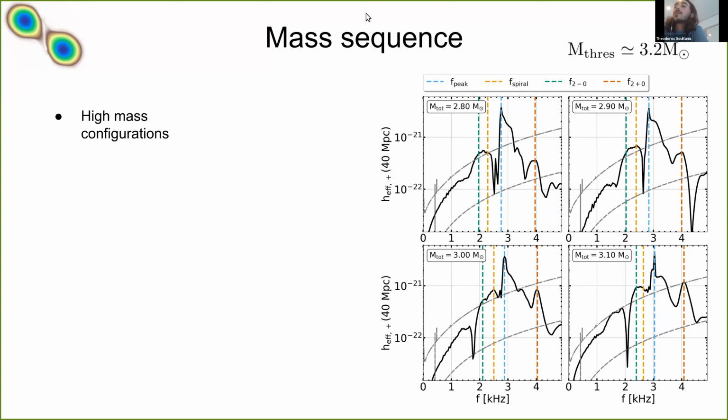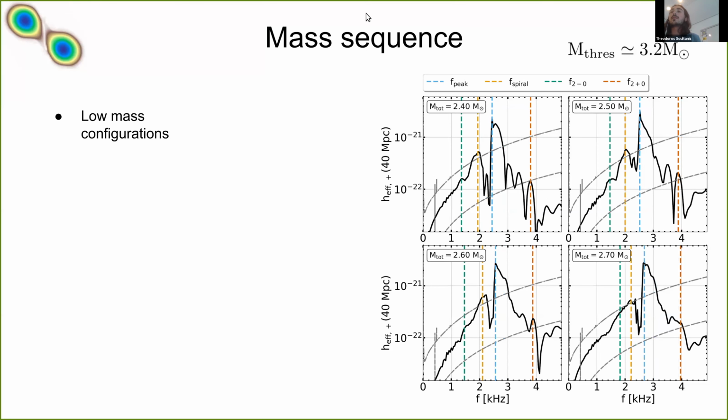Now, the next step, which is part of my PhD projects, is to further understand these secondary components. For that reason, we consider a mass sequence. We perform a series of simulations, and each time we increase the total binary mass. Then we identify these secondary components. Oh, sorry, I think I skipped a slide. And then we compare the spectra.